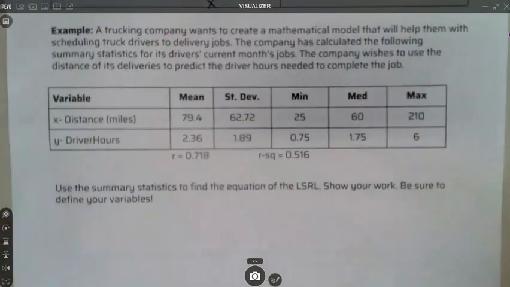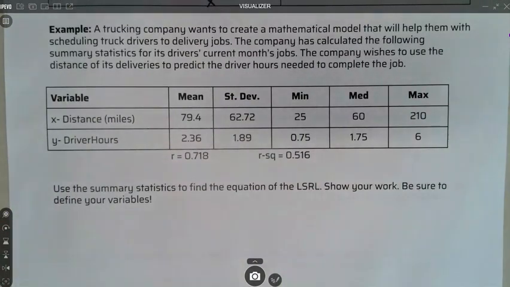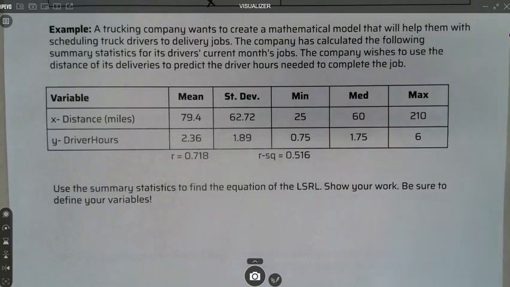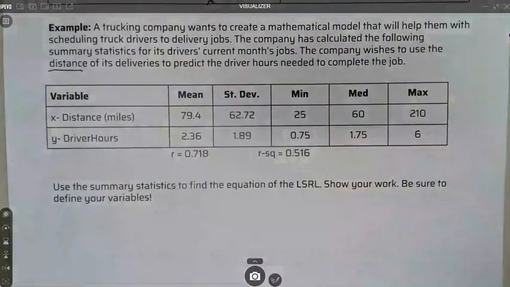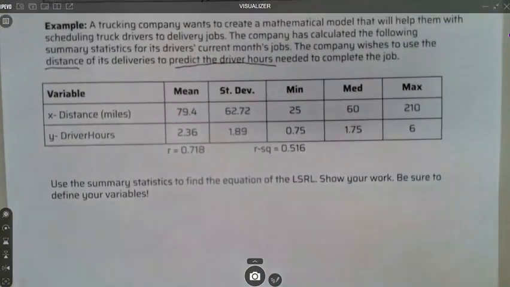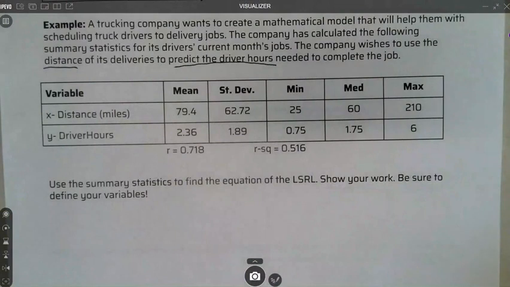A trucking company wants to create a mathematical model to help them with scheduling truck drivers to its delivery jobs. And the company has gone through the current month's jobs, and they have calculated the summary statistics on a couple of measures. The company is wishing to use the distance of its deliveries to help predict driver hours needed. So they can plug in a number and say, oh, this next delivery takes 75 miles. How many hours will I need to schedule a driver for to make that delivery?